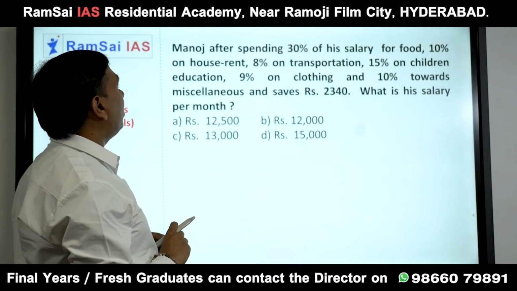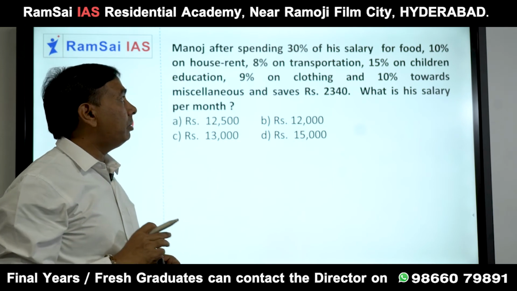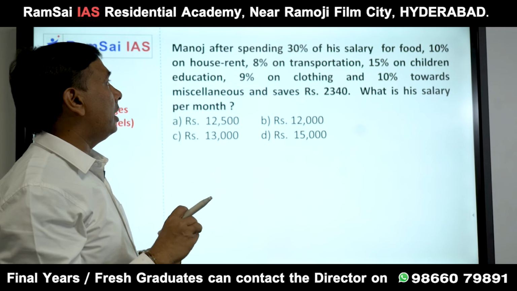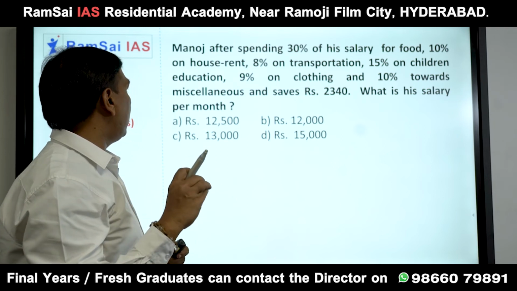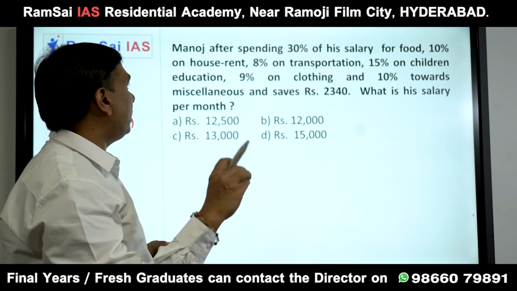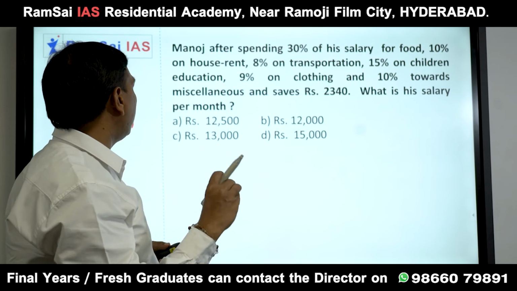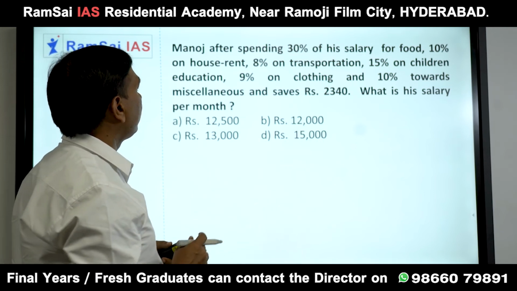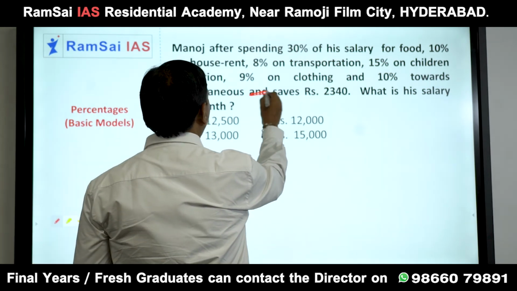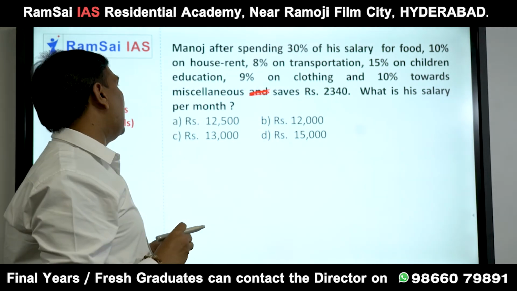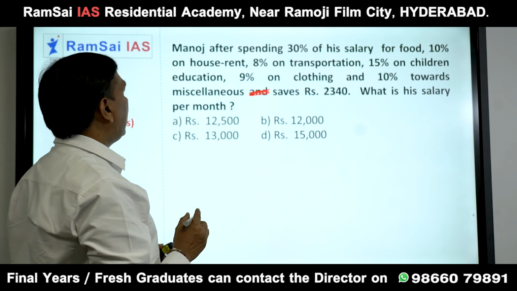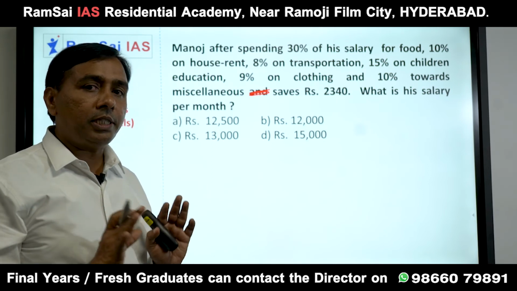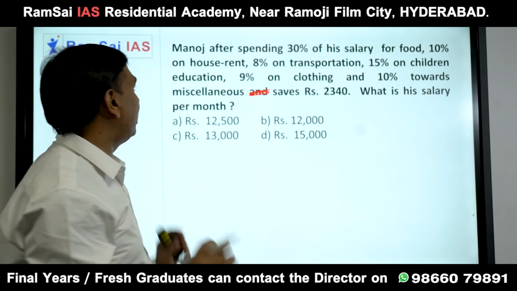Manoj's salary. Manoj, after spending 30% of his salary for food, 10% on house rent, 8% on transportation, 15% on children education, 9% on clothing, and 10% towards miscellaneous, saves rupees 2040. What is salary per month? Now let us look at it this way. His salary is always 100%. In terms of percentage, everybody's salary is 100%.